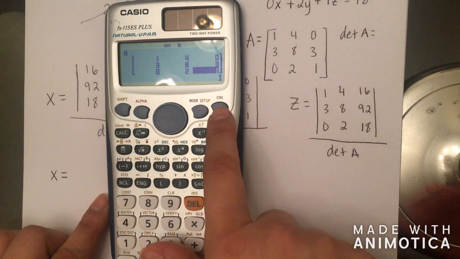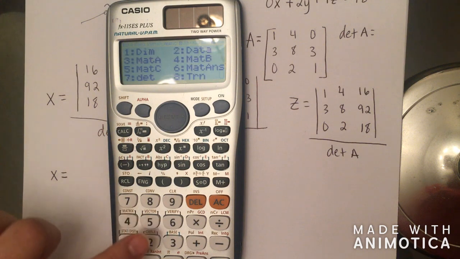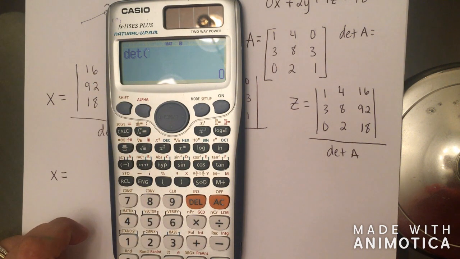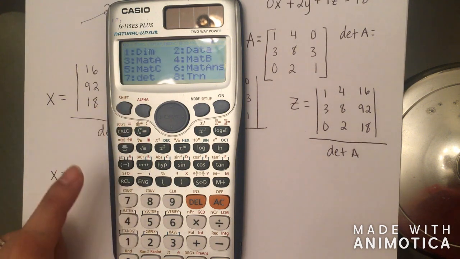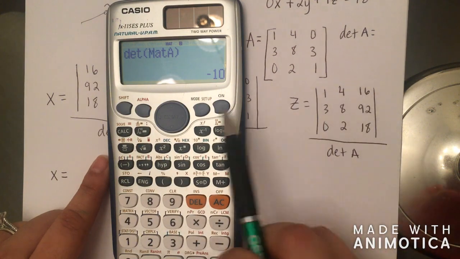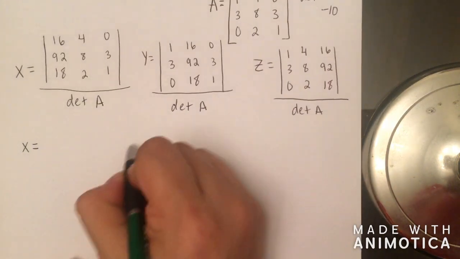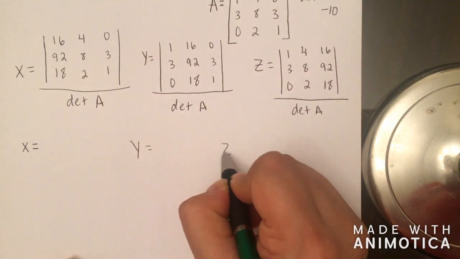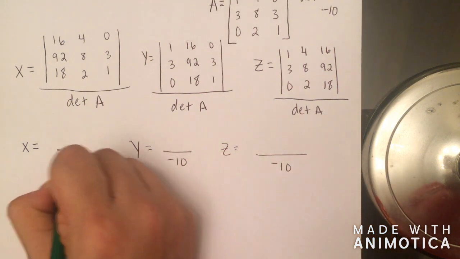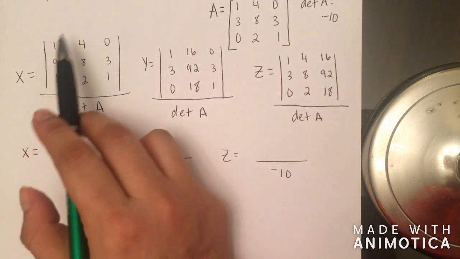So now I can click on. Looks like nothing happened, but I will go to shift 4, and I want to find the determinant, which is 7. So the determinant of shift 4, matrix A, which is 3. So I get a -10. I like to do this one first because I know that x, y, and z will all have the same denominator. Okay?